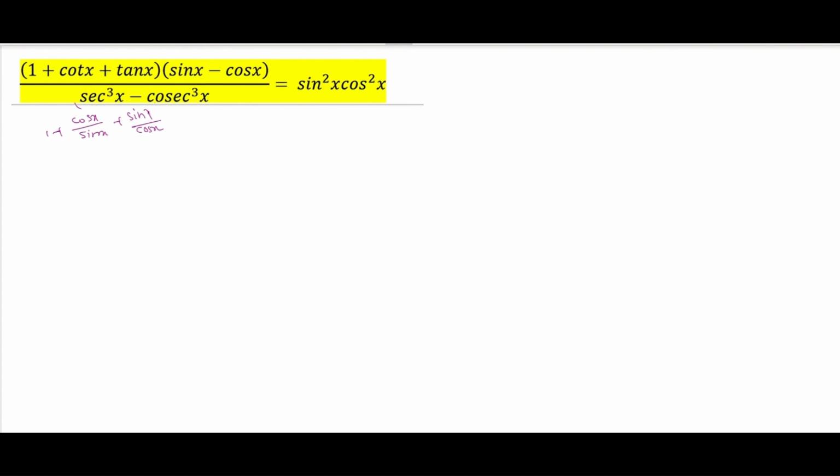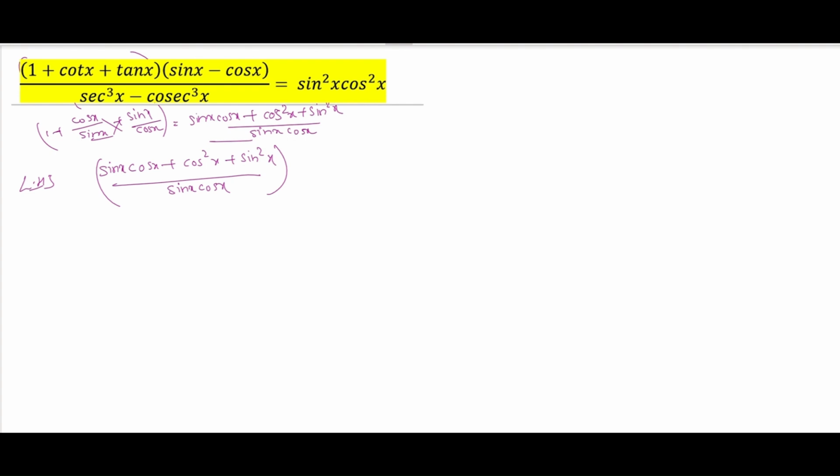First, coming to this particular term, the first term 1 plus cot x plus tan x, it will be like this. So if we simplify this on taking the LCM, we will get sin x cos x plus, here we have sin, so this is like cross, so cos square x plus sin square x upon sin x cos x. So to write the left hand side, in place of this first term, we can write this, that is sin x cos x plus cos square x plus sin square x upon sin x cos x.